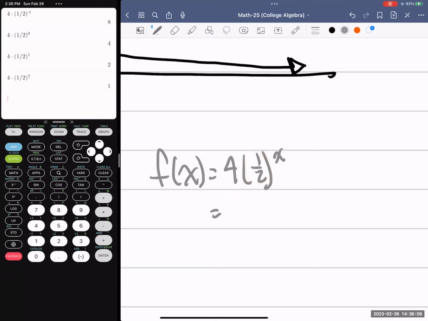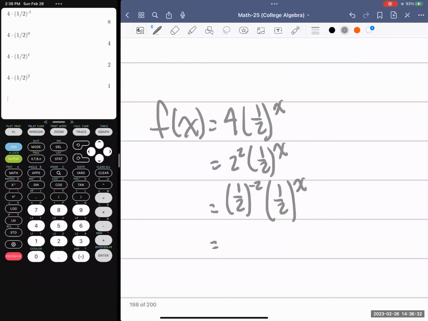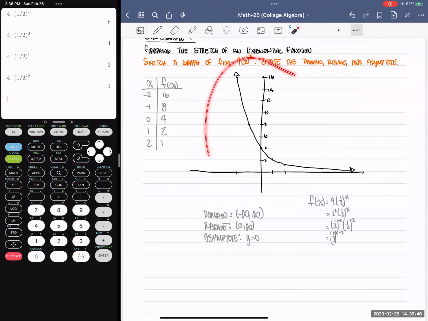So let's look at the base first. This is 2 squared, and the other is (1/2)^x. To make it 1/2, we could take it to the power of -1. 1/2 to the power of -2 is still going to be that 4. Now that we have two numbers of the same base, we could add the exponents together. So (1/2)^(x-2).